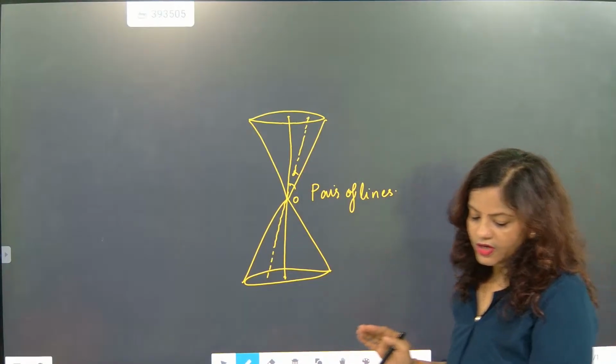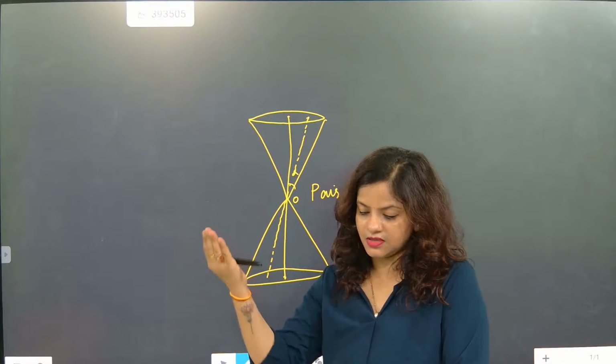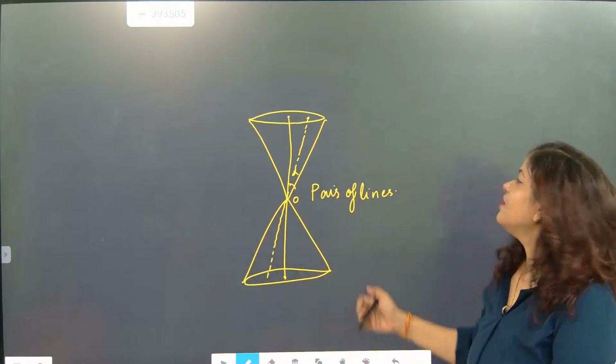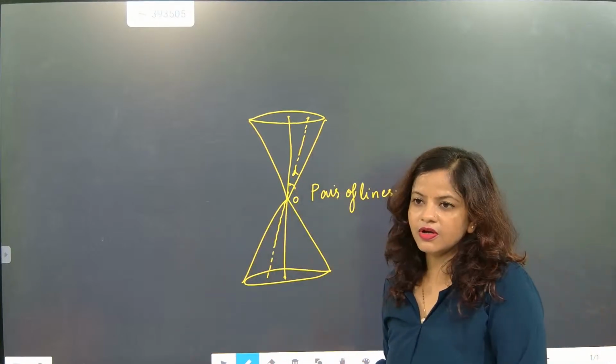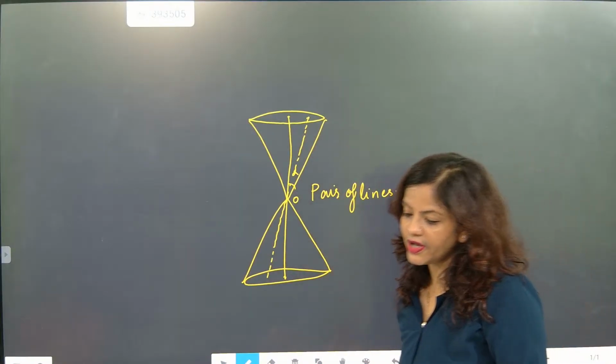This angle is subtended here, so this is one part. Now we are going to cut these two cones with a plane. Got it? This is the axis point and this is the line, so this will become the pair of lines.